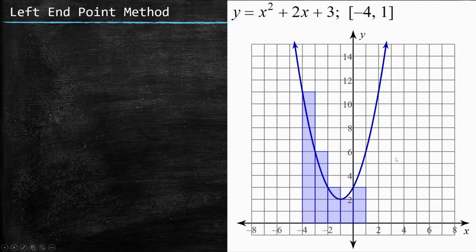To start with, we are looking at the left endpoint method. In this method, we find the left endpoint of the rectangles that we want to approximate the area under the graph. So these left-hand points are onto the graph, and that's why this method is known as the left endpoint method.